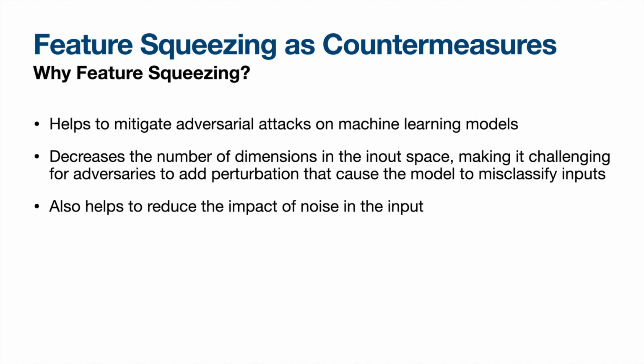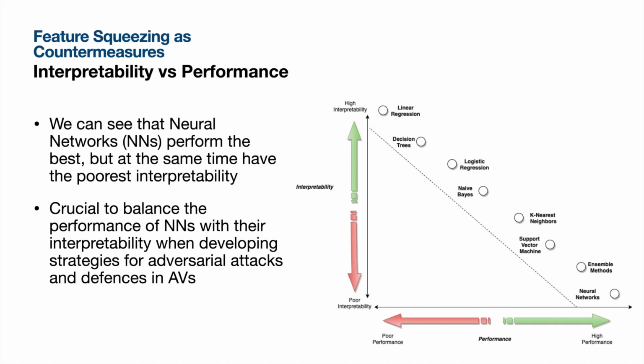Overall, feature squeezing is a valuable technique for enhancing model robustness against adversarial attacks by reducing the amount of information that is available to attackers and mitigating the impact of noise in the input. Also, recently, it has been reported that explainable AI has been applied in several critical domain applications, including autonomous driving.